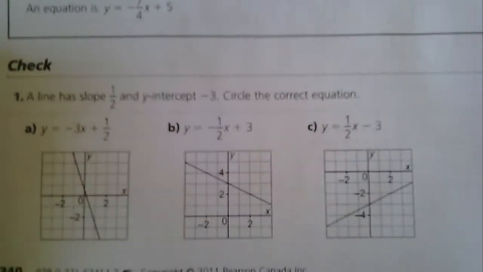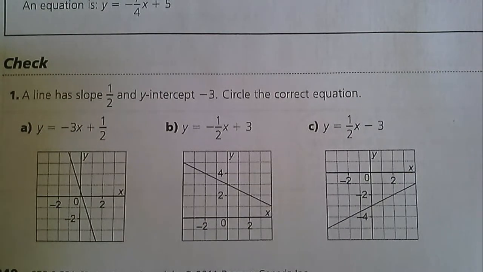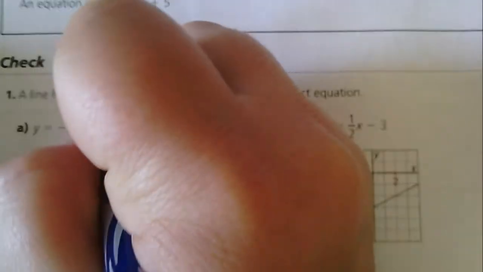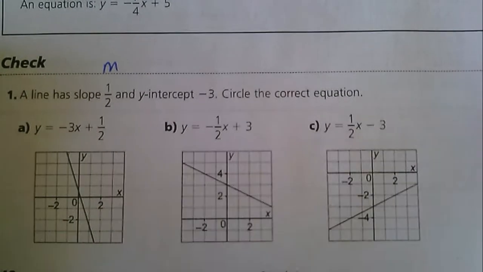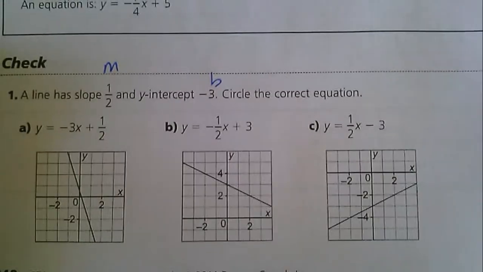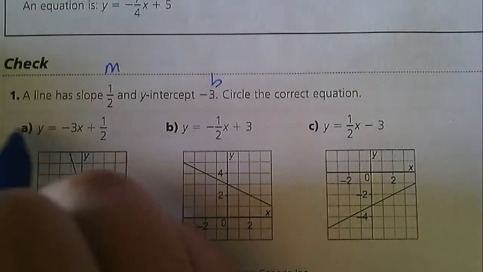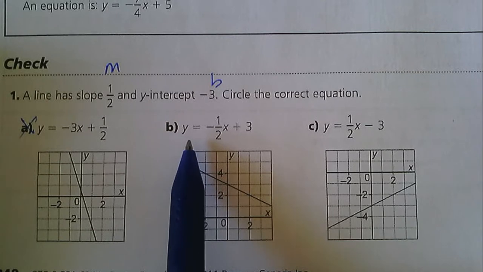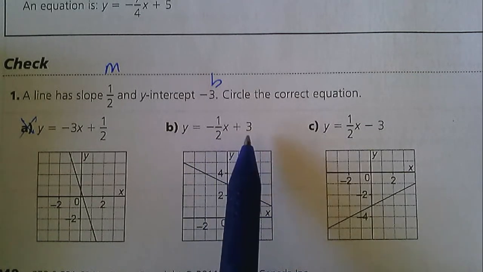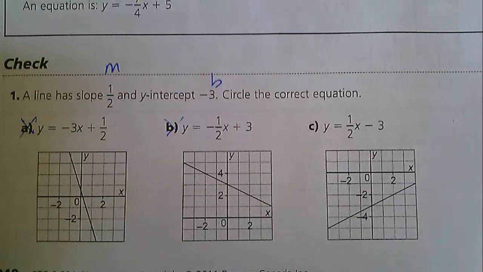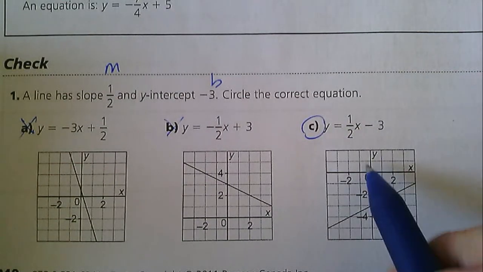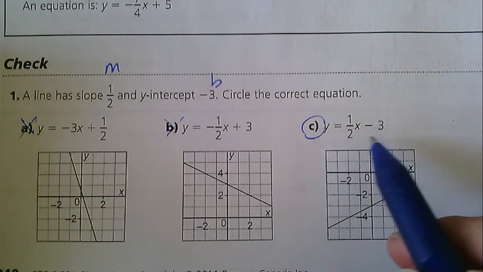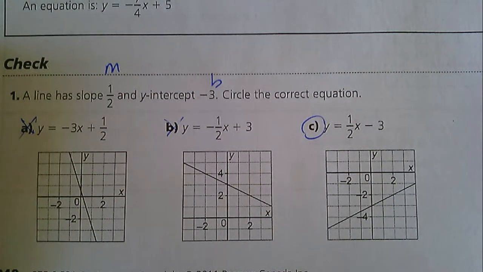So let's try these checks at the bottom. It says a line has a slope of 1/2 and a y-intercept of -3. Circle the correct equation. Remember, we're looking for an m value of 1/2 and a b value of -3. Let's look through. Okay, definitely not that one. We're looking for 1/2 and negative. Those are the wrong signs, so it's not that one. So our answer for this one would be C, because we have 1/2 as our m or slope value and -3 as our y-intercept value. And it shows you as well what the line looks like for that one.